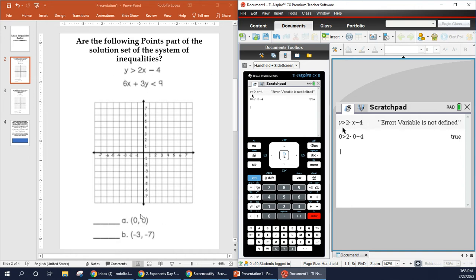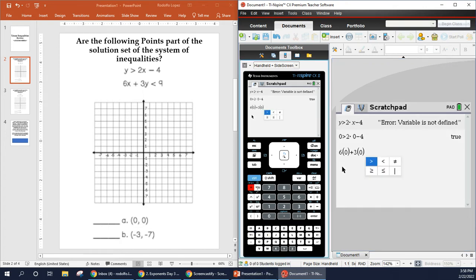Since we have a system, 0, 0 must be true for both inequalities. So I'm going to type in the second inequality. 6x plus 3y is less than 9. But instead of the x and the y, I'm going to plug in 0 and 0. So I have 6 times x plus 3 times y should be less than 9. Control equals. I wanted to make it less than 9. And when I press enter, that says it's true, which means this point satisfies both inequalities.